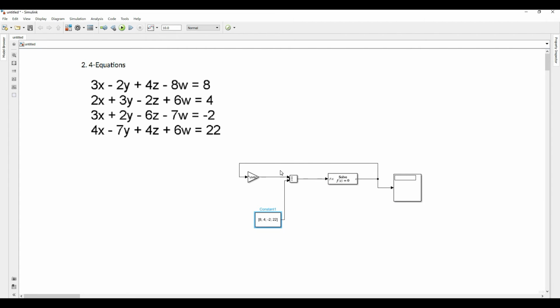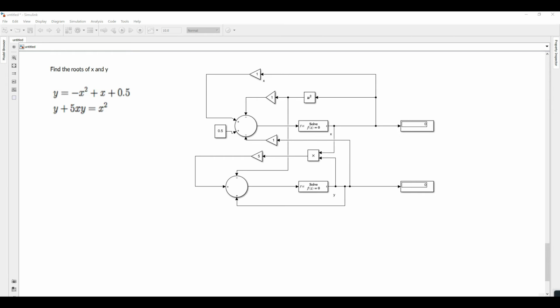So to check our answer, we just run it. And so we have here our answer. For our value of x, we have 2.5. For the value of y, we have negative 0.8811, and for our z, we have 0.6982, and then for our w, we have 0.5086. So that's for our 4 equations.